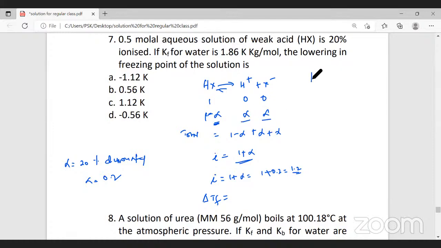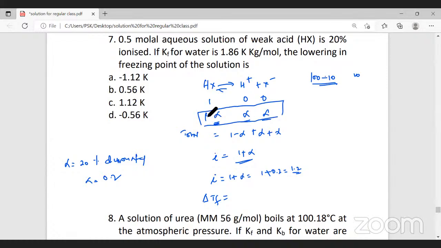Assume that I have 100 rupees. I give you 10 rupees. How much do you have? You have 10 rupees. And how much do I have? 100 minus 10. So from 1 mole, alpha dissociates. How much of H plus is formed? Alpha. And how much of X minus is formed? Alpha.